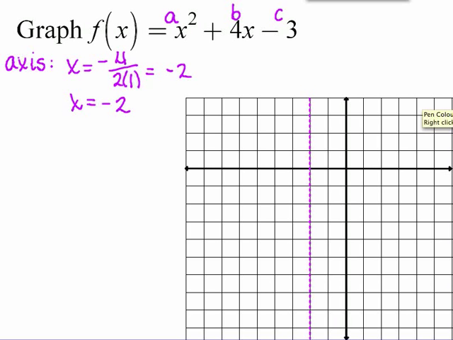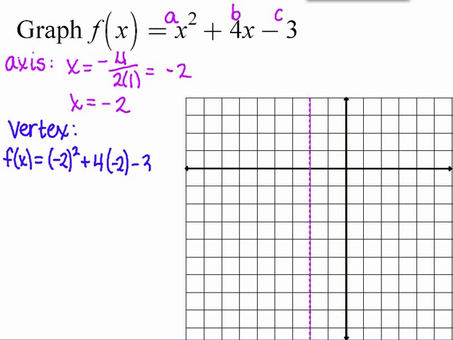Now, if you remember, I said we were going to do things in reverse. So we found the axis first. What are we going to find next? The vertex. The vertex is located on the axis of symmetry. So here's how you're going to find the vertex. You're going to plug -2 into the original equation. So that means I've got -2 quantity squared plus 4 times -2 minus 3.